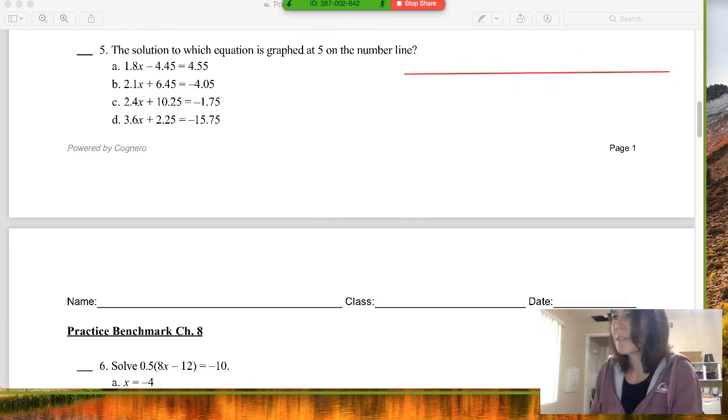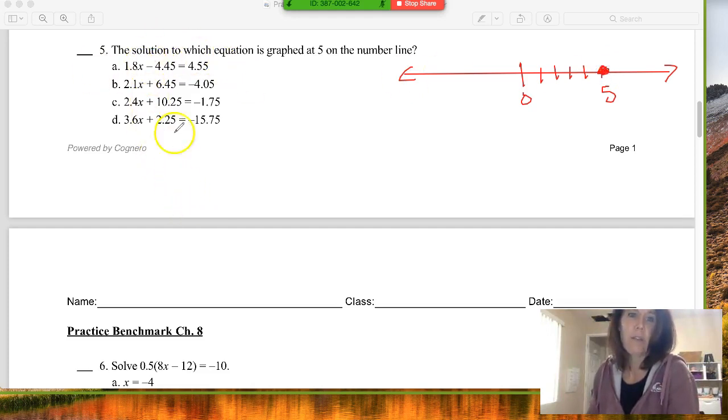That's all it means. If you had a number line and you had 0, 1, 2, 3, 4, 5, and it went on forever, of course, and I have a solution right here at 5, that's how I'd graph it. That's all this is saying. Which one of these has a solution of 5? Oh my gosh, so I pretty much need to solve 4 equations here.